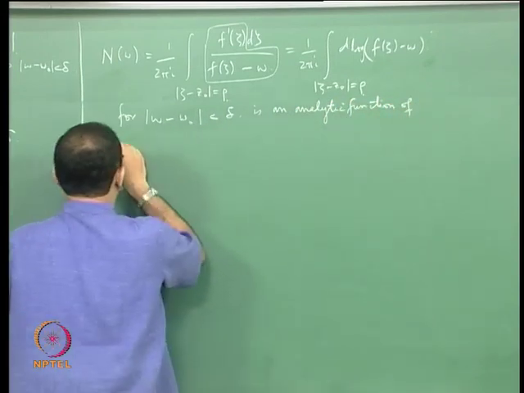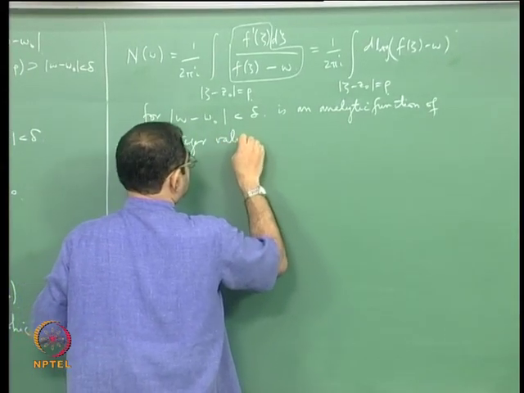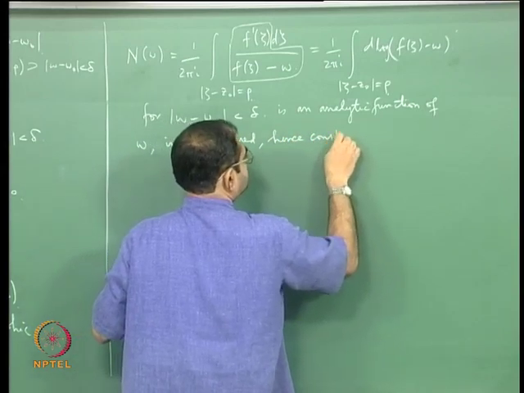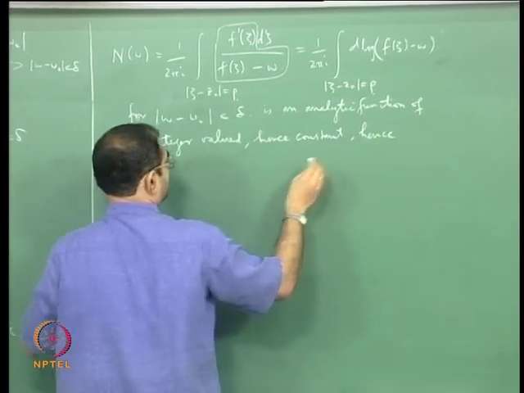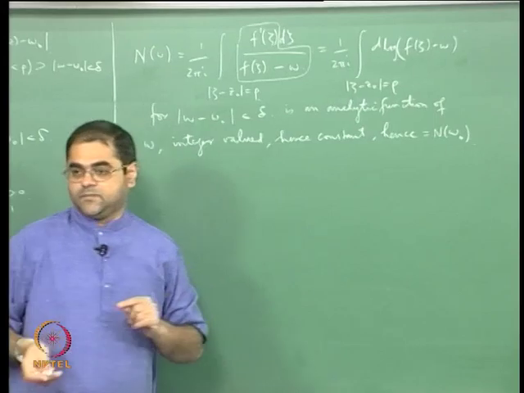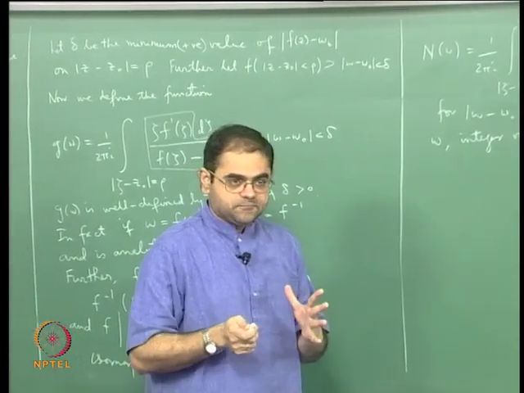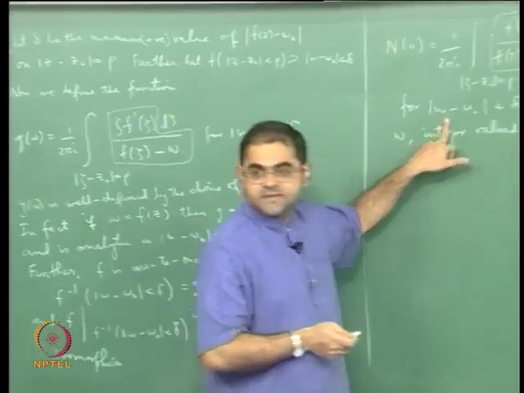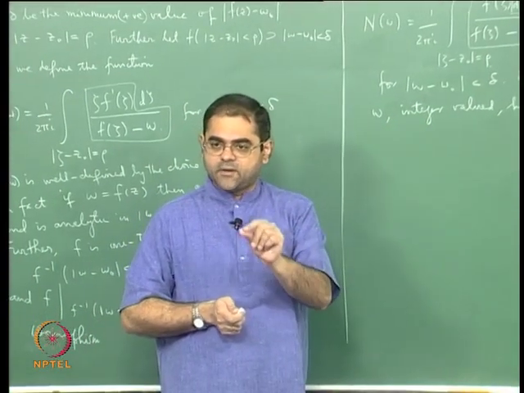Of w integer valued, hence constant, hence it is also equal to n of w naught. Okay, you have an analytic function which is integer valued, and it is defined on a connected set. Therefore that integer value has to be only one value.